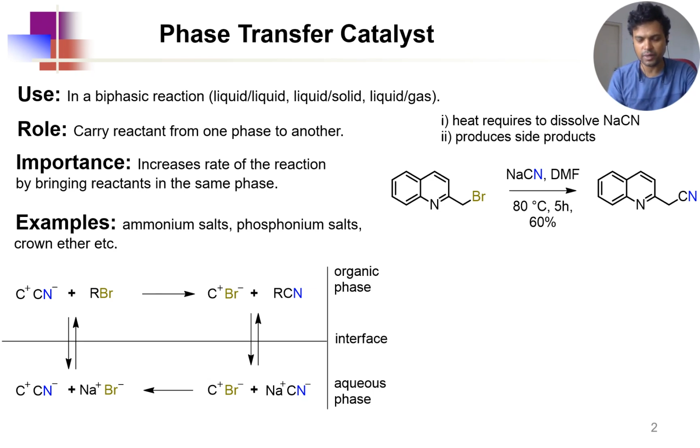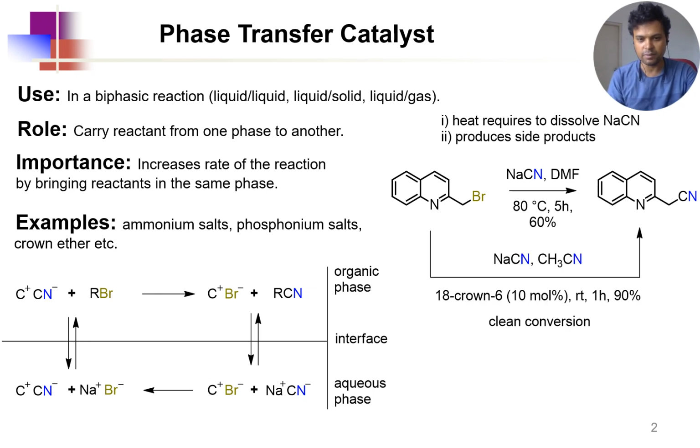So I wanted to replace this bromide with a cyanide. The reaction was actually performed at 80 degrees Celsius. It requires 5 hours, and we got a roughly 60% yield. We can isolate the 60% product from the starting material, and we got so many side products.